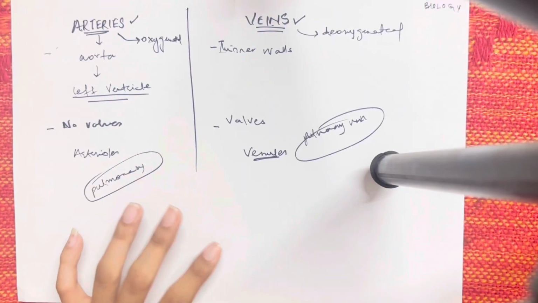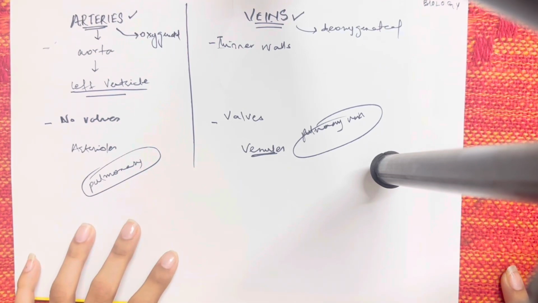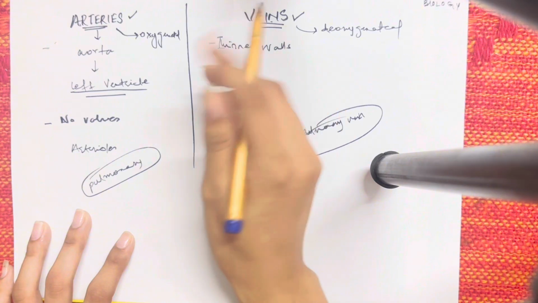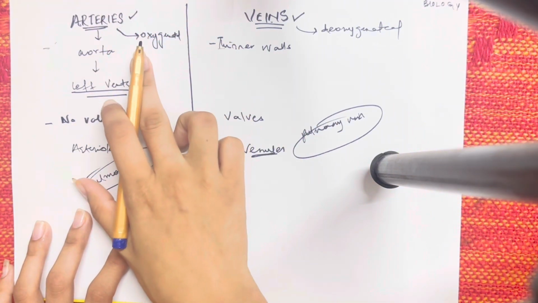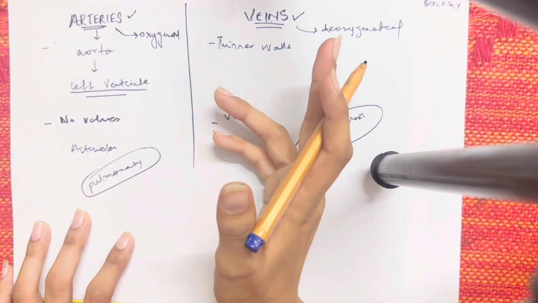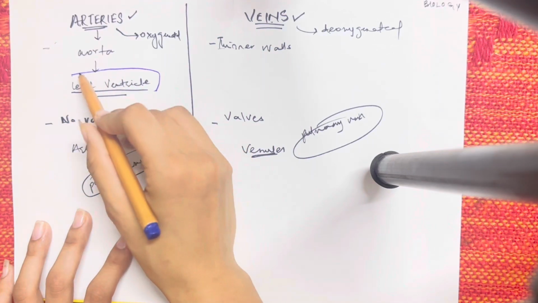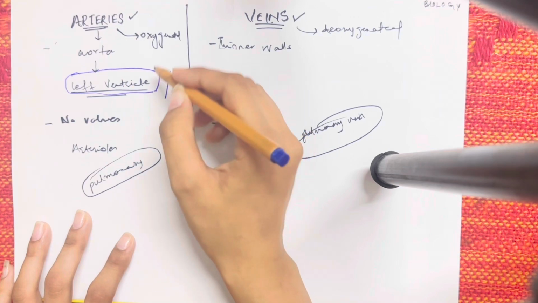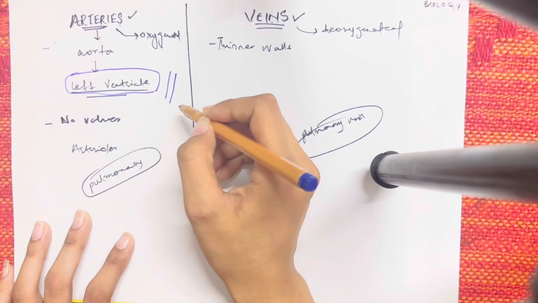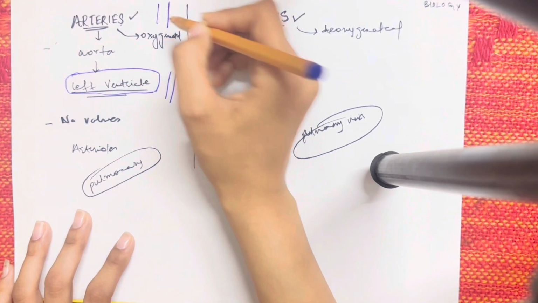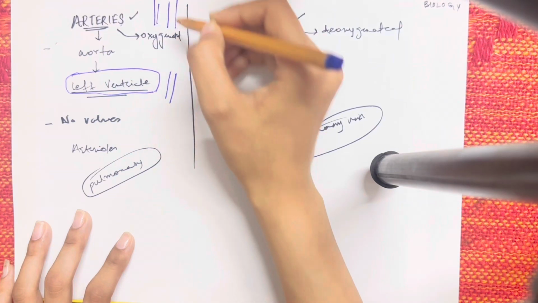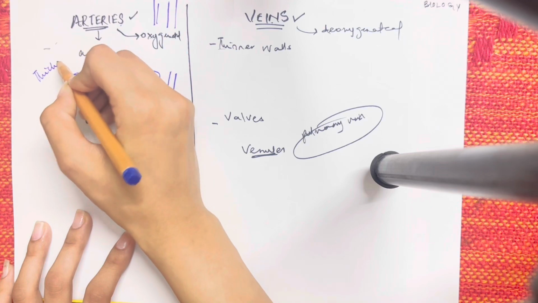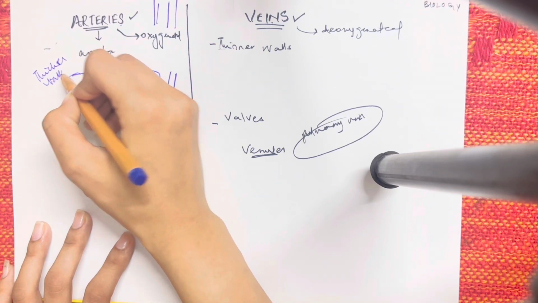Once we have understood those components, let's talk about the differences between the arteries and the veins. For the very basic, the arteries arise from the aorta, and the aorta arises from the left ventricle. Since the left ventricle has thicker walls, it has a higher blood pressure. We say that the arteries that arise from the left ventricle indirectly have higher blood pressure and thicker walls as compared to the veins. So the arteries have thicker walls, whereas the veins have thinner walls.